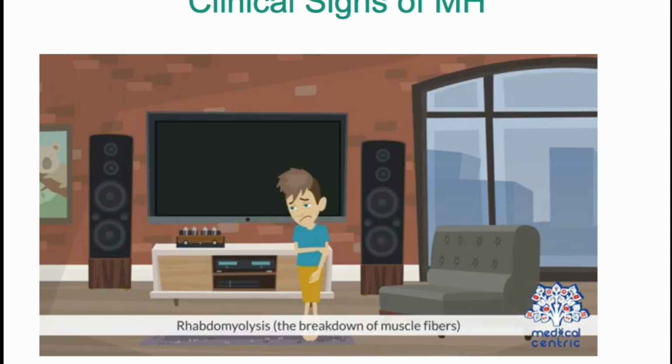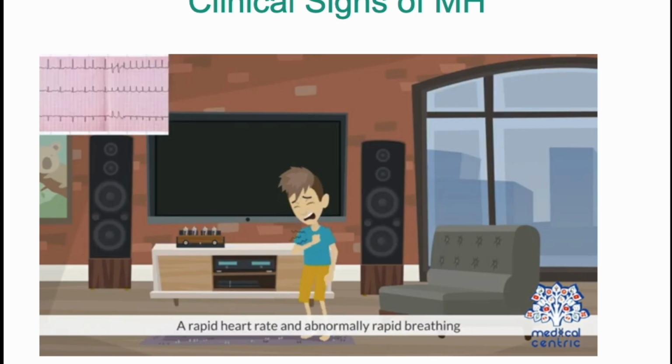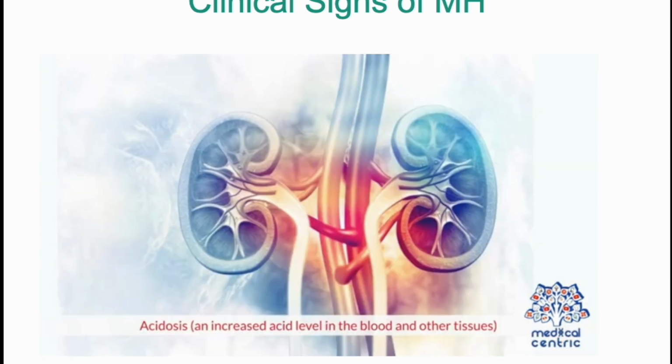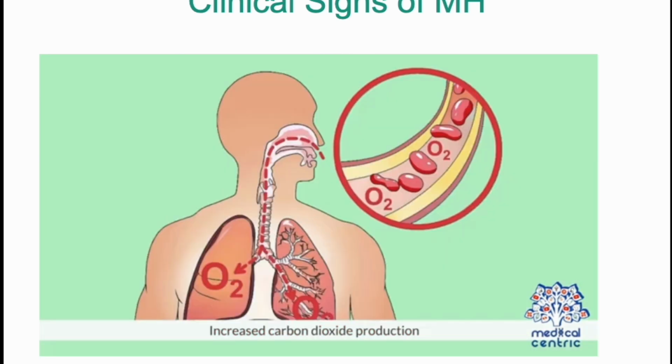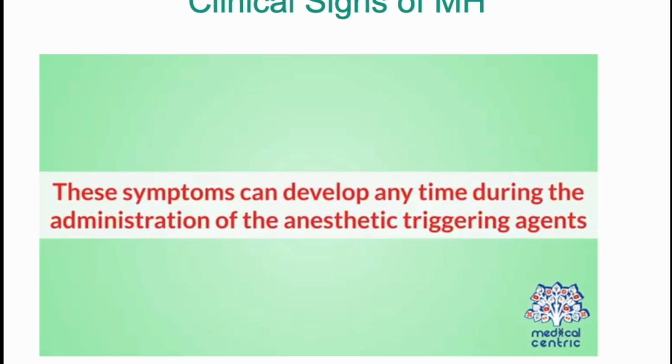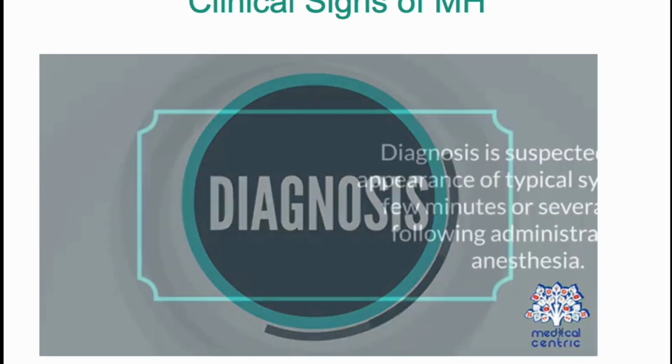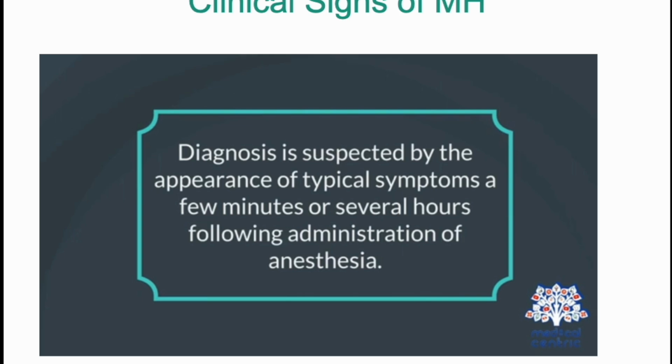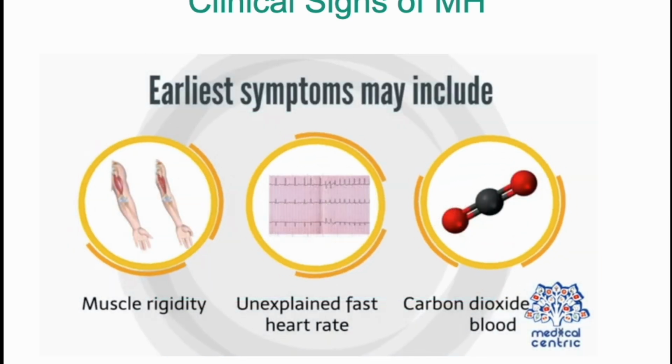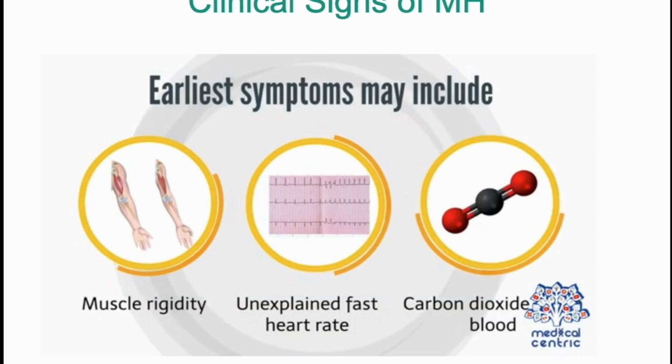rhabdomyolysis, the breakdown of muscle fibers, a rapid heart rate and abnormally rapid breathing, acidosis, an increased acid level in the blood and other tissues, increased carbon dioxide production. These symptoms can develop any time during the administration of the anesthetic triggering agents. Diagnosis and treatment. Diagnosis is suspected by the appearance of typical symptoms a few minutes or several hours following administration of anesthesia. Earliest symptoms may include muscle rigidity, unexplained fast heart rate, and abnormally elevated carbon dioxide in the blood.